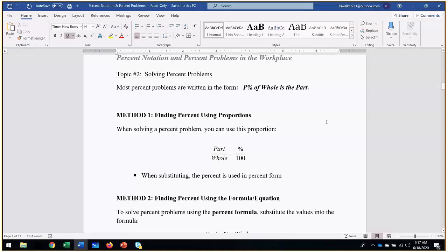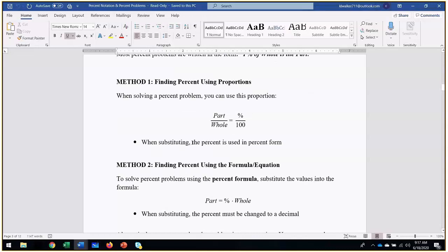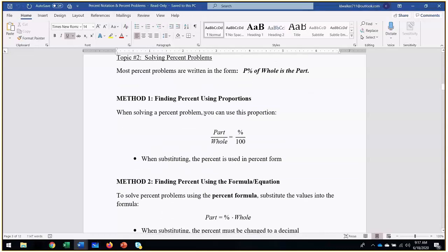So when you're solving percent problems, I'm going to show you two different ways. There are two different methods on this page. There's actually more than this, but this is enough. And then from here, you can decide how you want to do it.